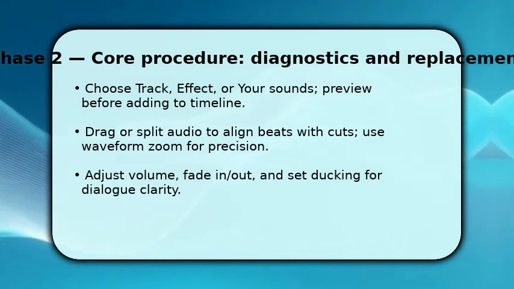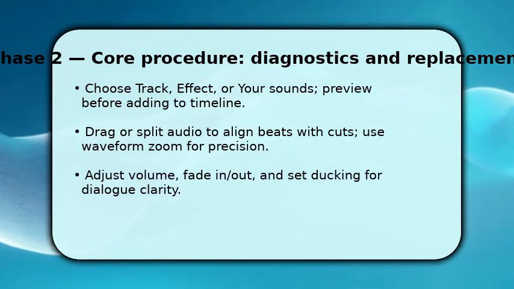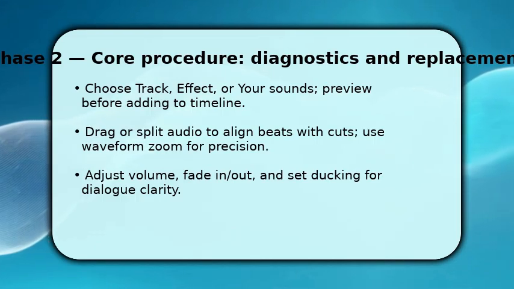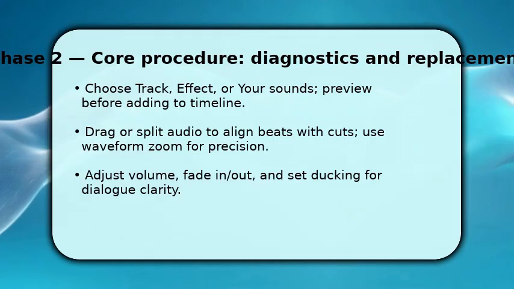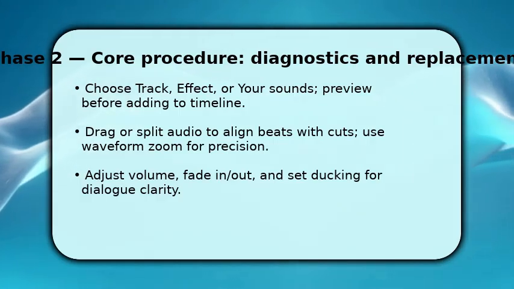Once added, drag the audio clip to the timeline and zoom the waveform. This helps you line up beats with visual cuts. Use the split tool where you need hard edits and trim excess audio. Then adjust clip volume and apply fade in or out so transitions feel natural. Make sure to enable ducking if there's dialogue, so voice stays clear.